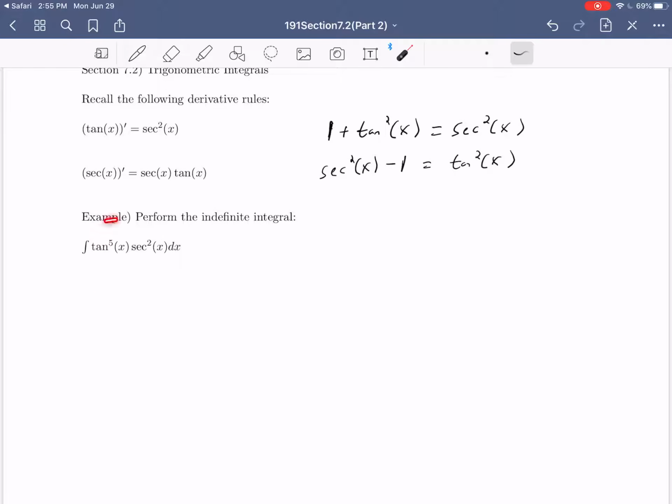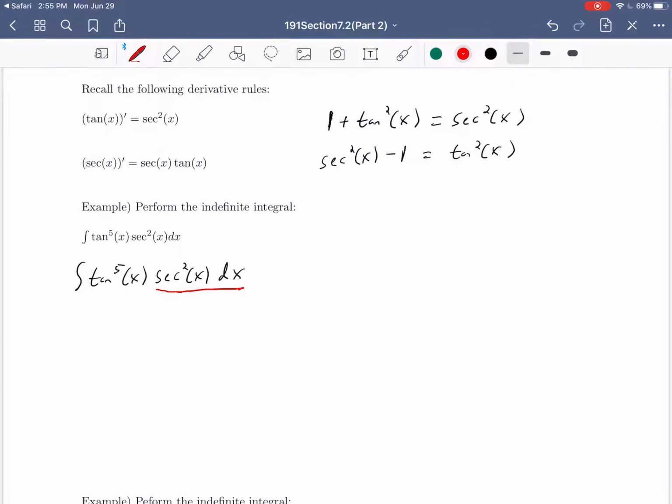So, for the first one, we're going to try to perform this integral: tangent to the fifth x, secant squared x dx. This one should be pretty easy immediately. We can see that if we substitute for tangent, we already have that secant squared saved there, so we should be able to do this directly. So let's go ahead and rewrite it real quick. We have the integral of tangent to the fifth x secant squared x dx. Let's go ahead and use that same trick we were doing.